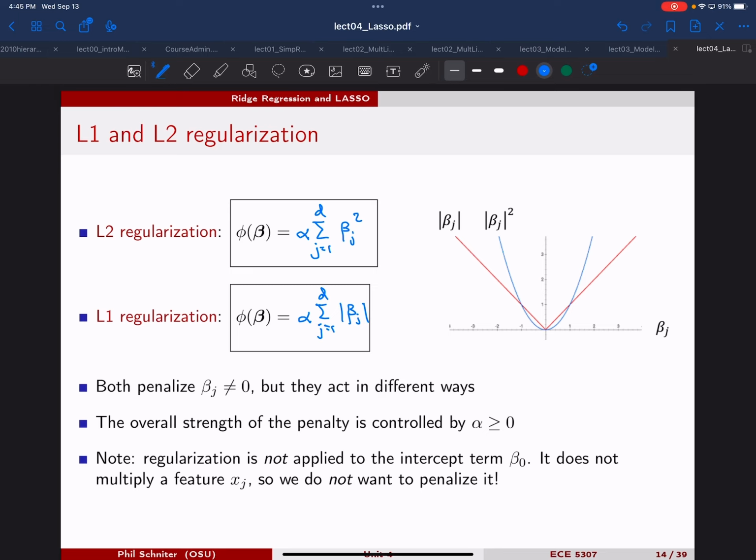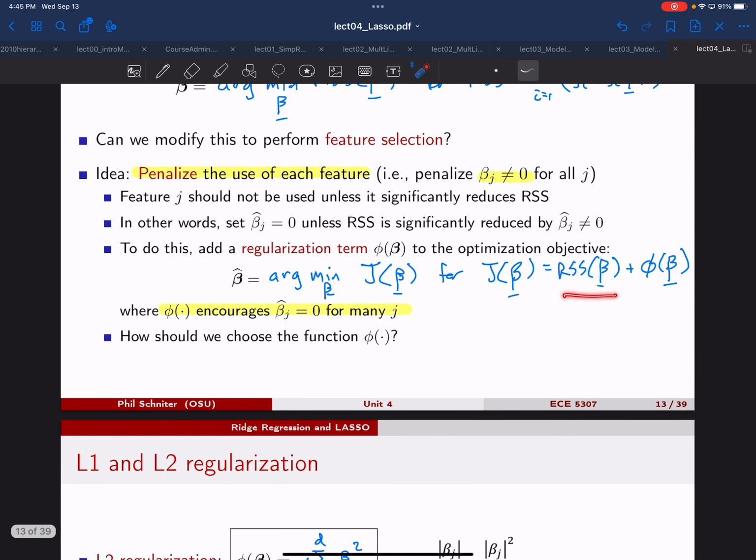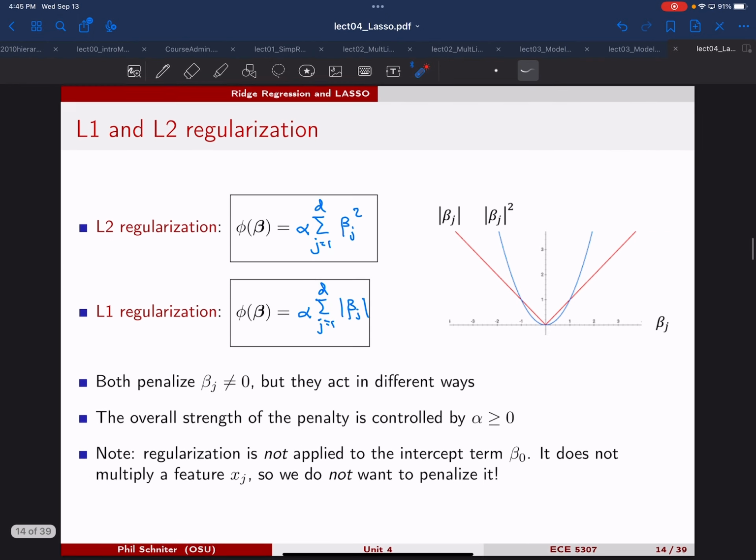Okay, so as you can see, in both cases, the minimum value of the penalty is achieved when all the betas are 0. That's the smallest you can make it, by setting all the betas to 0. Of course, if you do that, your RSS is probably going to be huge, so the J won't be small. So really, we want to somehow balance between these. We want RSS to be small, but the penalty to also be small.